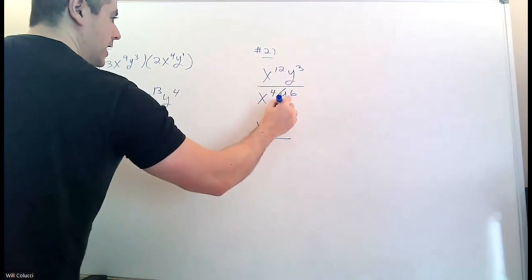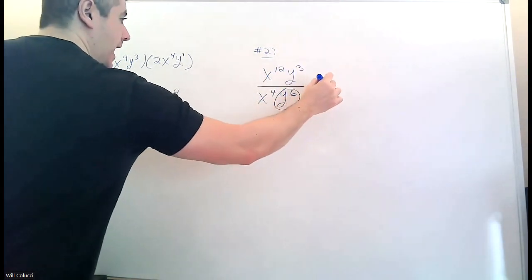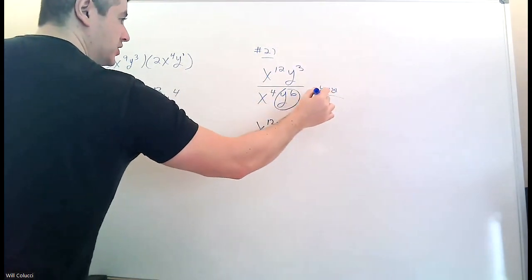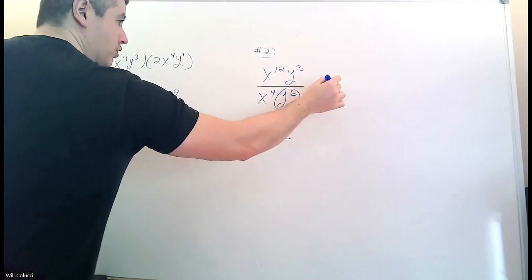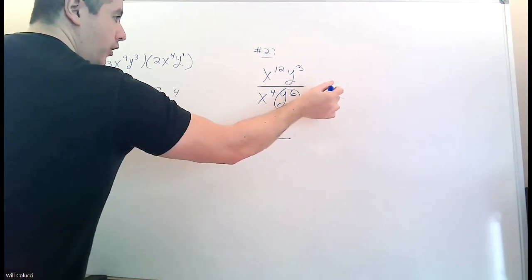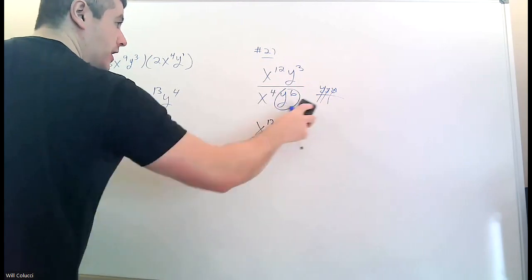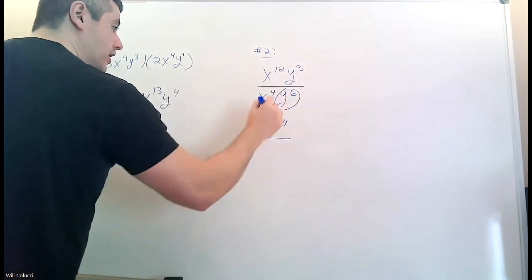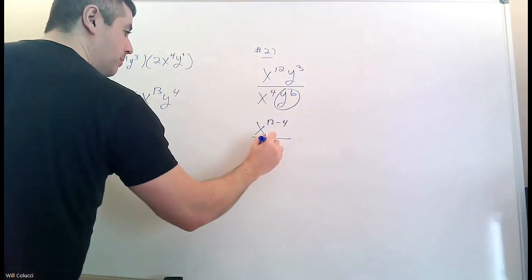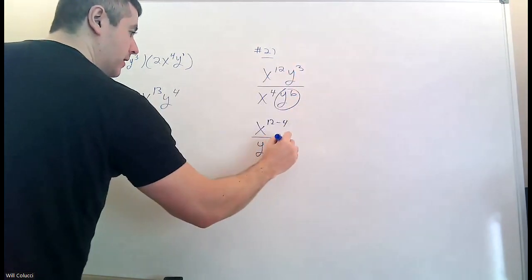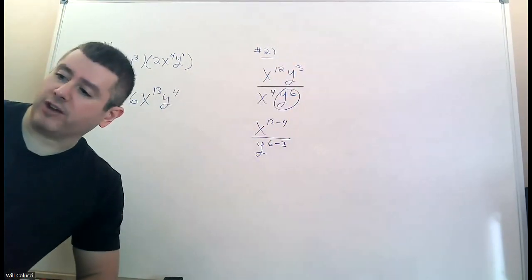Now, here's where people get into trouble. If you wrote it out, there's only 3 y's on top, but there's 6 of them on the bottom. As you start crossing them out, these 3 upstairs are going to get crossed out completely. The y's are going to be left on the bottom. So you have to start with the bigger number and do 6 take away 3. You do not do 3 take away 6.